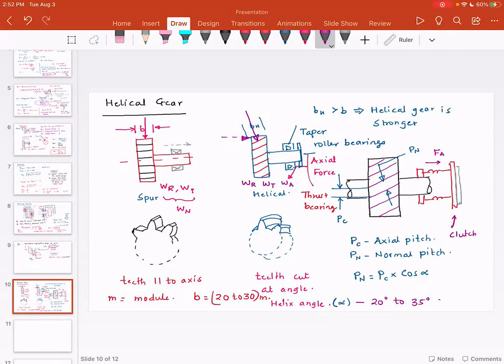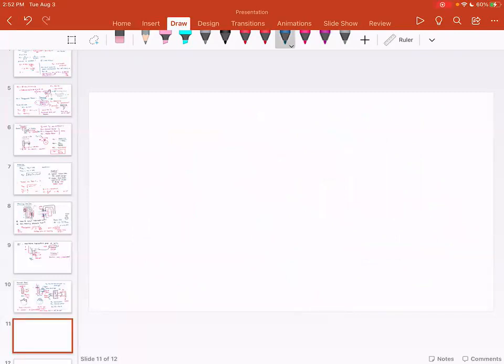Now the question is, what if I want to compensate for the thrust given by the helical gear? Here is the problem with the helical gear. If I have a helical gear like this, it is going to generate a force in the axial direction. So what I do is combine this with another helical gear.